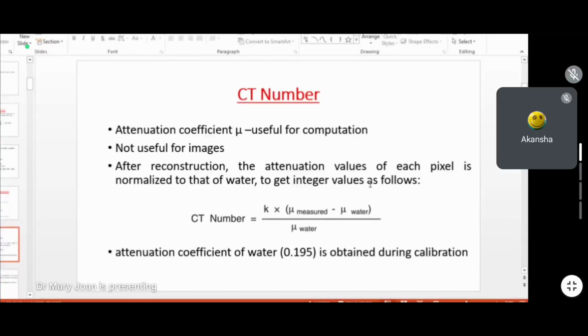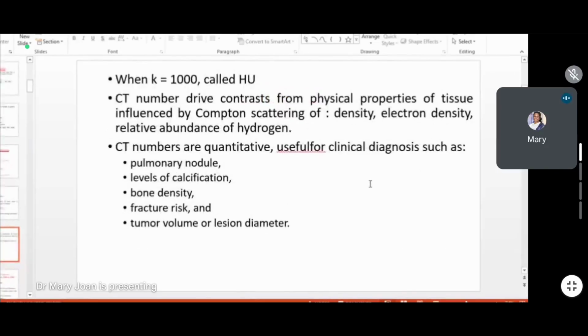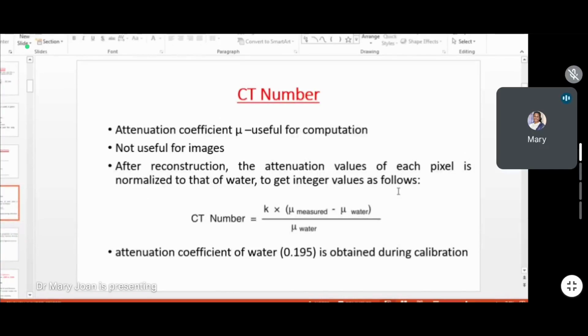Ma'am, you are not audible. Water with the parameters which are there on the machine, and then mu measured water, so that will be the CT number. Ma'am, you were not audible. When K is 1000 in this equation, it is... I'm not audible. Okay.